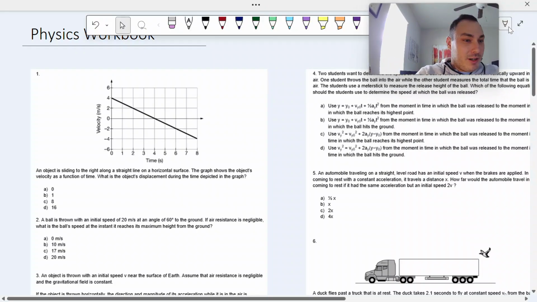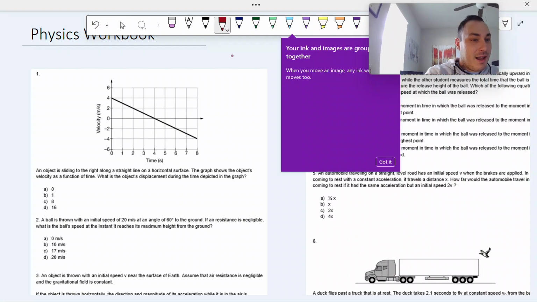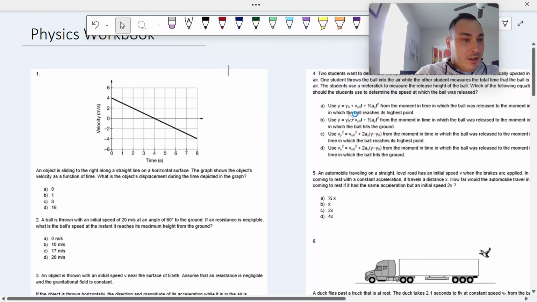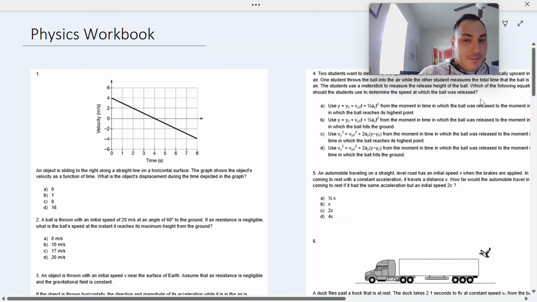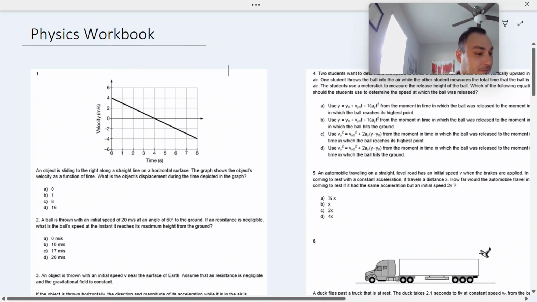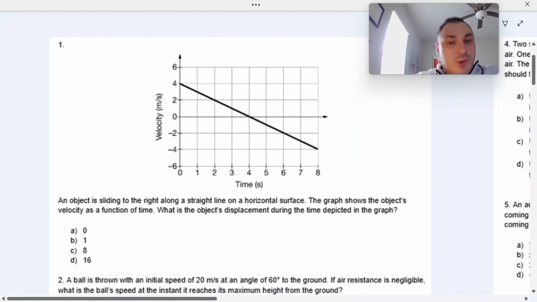Let me pick a color here. I'm thinking red today. I got it. All right. And I want to get rid of this again. Full screen. All right. Multiple choice, 1 through 10.